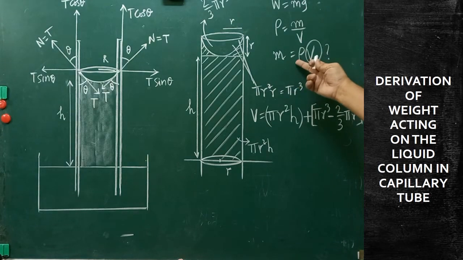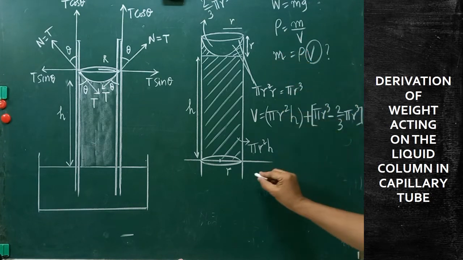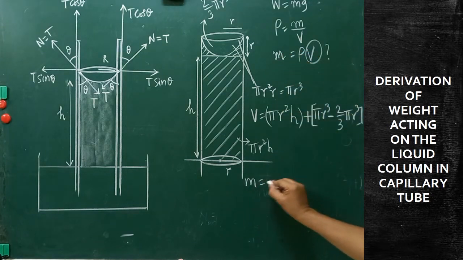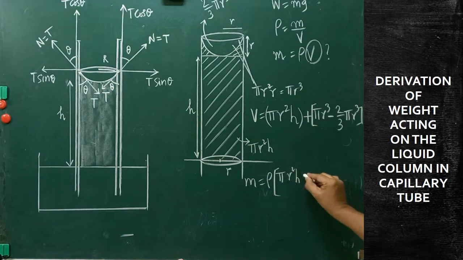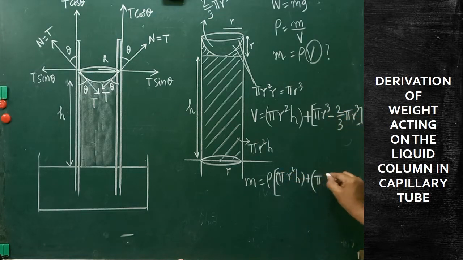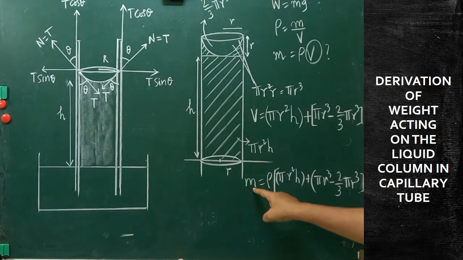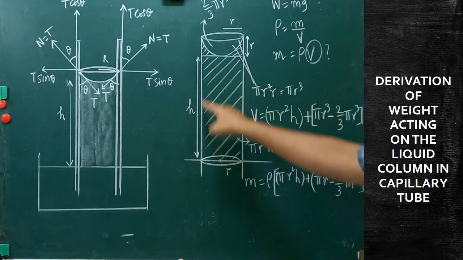Now in this expression, which one can be substituted? In this mass expression, the formula can be substituted. M is equal to rho times the volume. What is the formula for volume? Pi R square H plus pi R cube minus 2 pi by 3 pi R cube. Are you clear? This is the expression for the mass of the water which is stored up here.